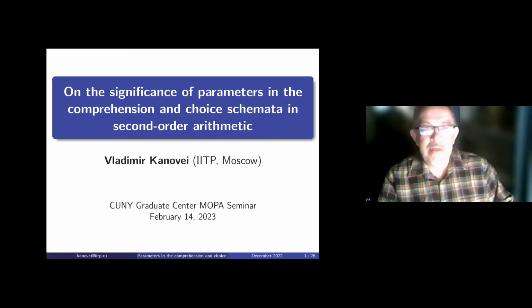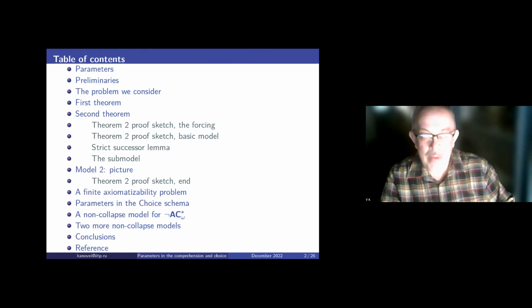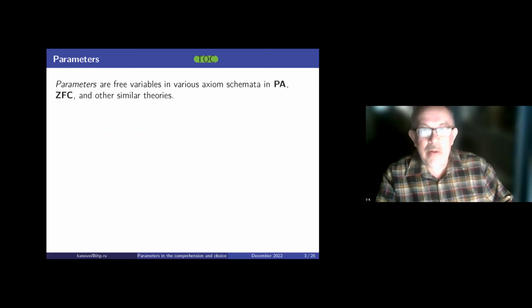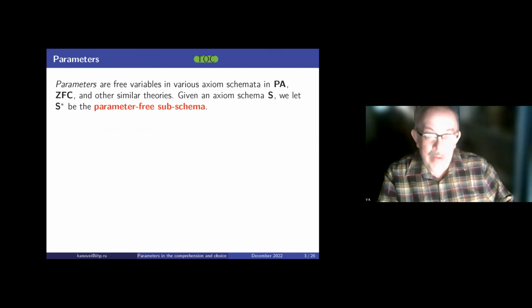So it's the significance of parameters in comprehension and choice schemes in second-order Peano arithmetic. This is just to recall that parameters are free variables in different axiom schemata. Let me just define for the sake of this talk that asterisk will mean parameter-free subscheme of any considered scheme.